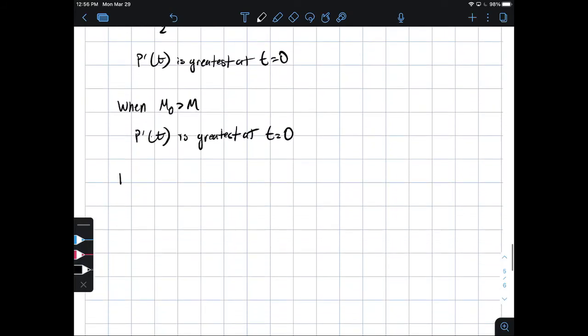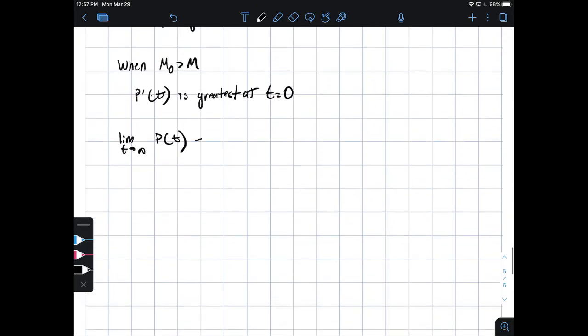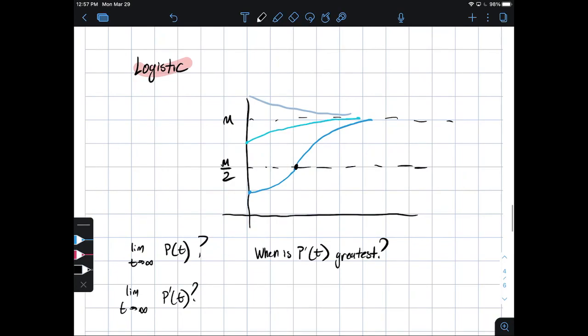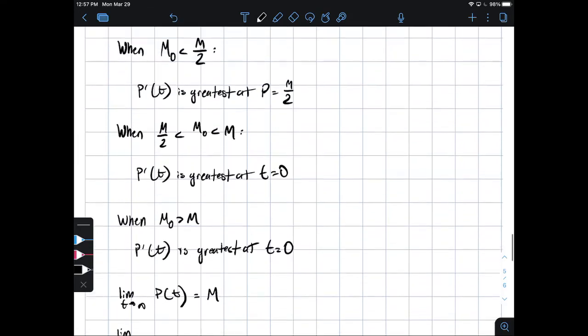Okay. Just also say that the limit as t approaches infinity of P of t, what you can see is that no matter what case, 1, 2, or 3, our function is always going to approach that M. So no matter what, this approaches our M value. Now, the limit as t approaches infinity of P prime of t, well, our derivative is always decreasing. Our slope is always decreasing, so it's always going to approach 0. That's kind of easy. You don't have to really worry about anything.